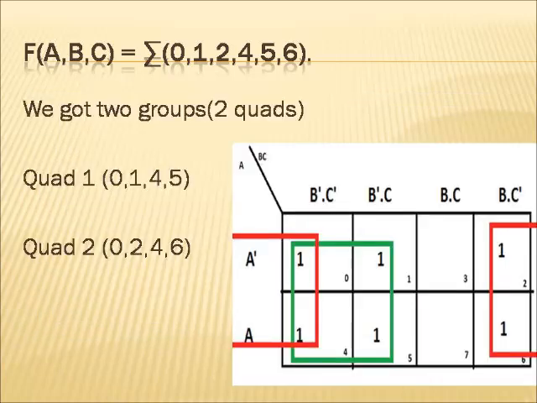Okay, so we got two groups here. We have formed two quads. That is quad 1, which is 0, 1, 4, 5. Those are the index positions, the cells I marked. And quad 2 is 0, 2, 4, 6. For quad 1 I am using the green line and for quad 2 I am using the red, right? So we have two groups, two quads, as you can see on the diagram, right?